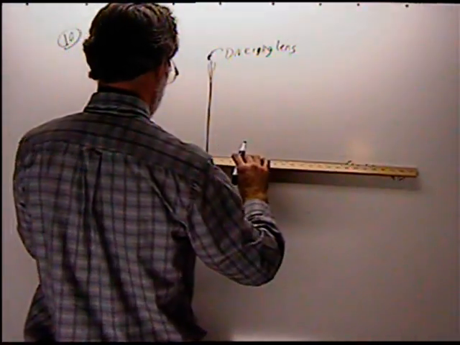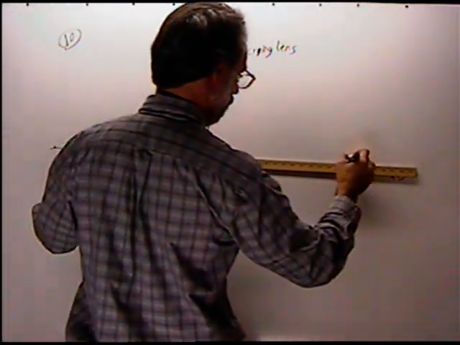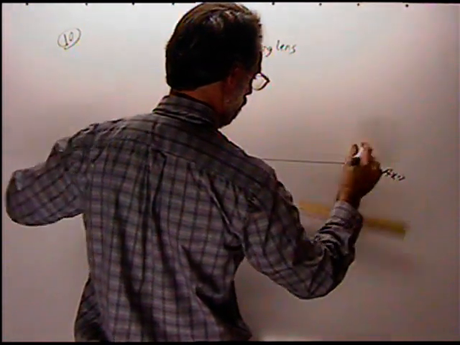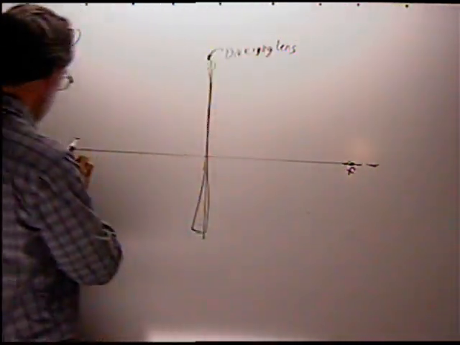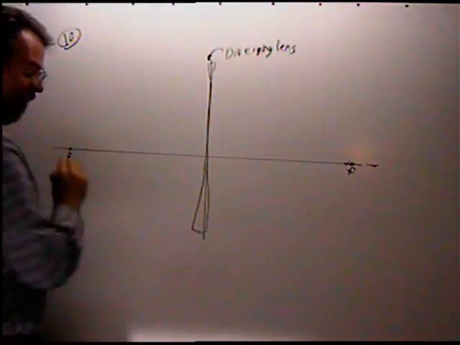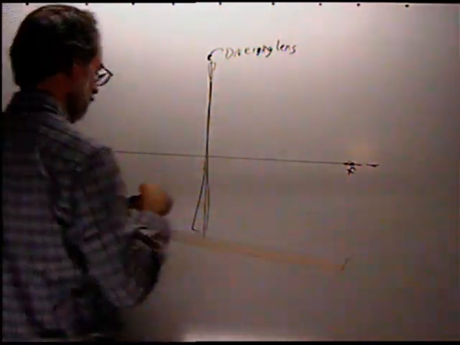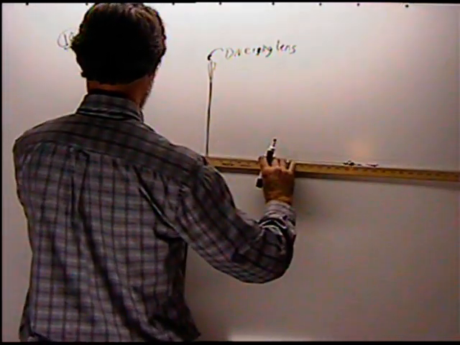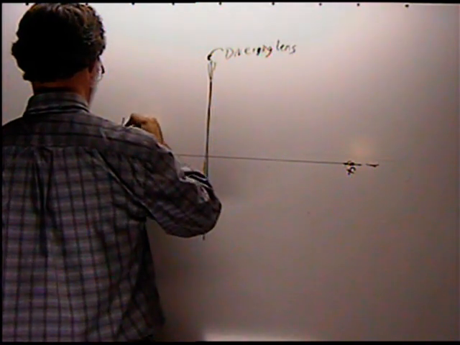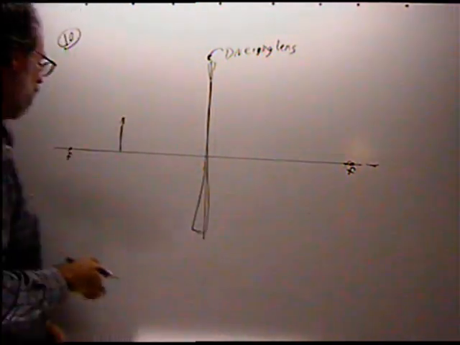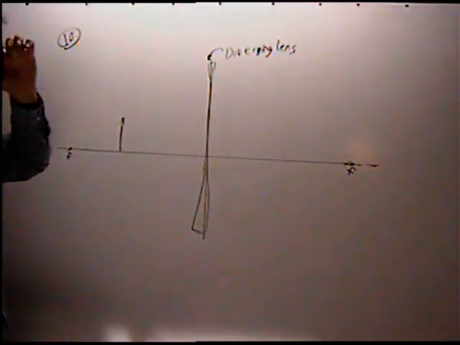Whoops, I did that wrong. 16. And the object is 5 away, which would be 10. Okay, here's the object. The object is inside the focal point, and we have a diverging lens.